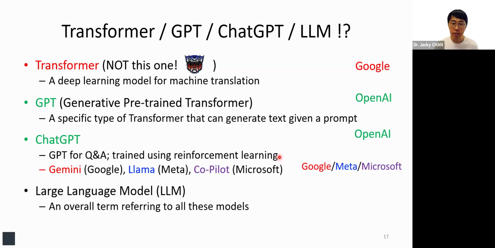But beyond ChatGPT, we have Gemini, we have Llama, we have copilots from some other companies. And lastly, large language model, LLM, is the umbrella term for all these models. So I hope this gives you some background on the relationship amongst those terms.